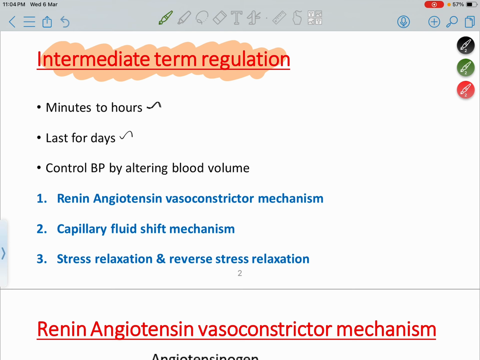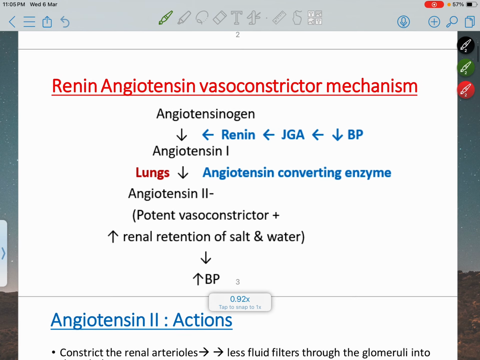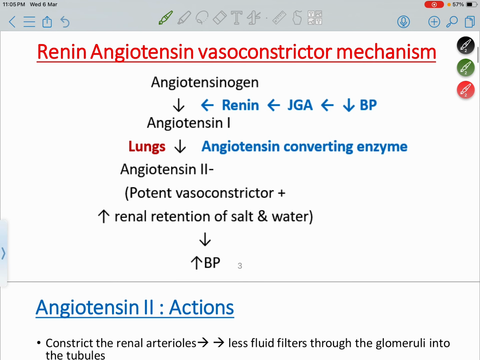Okay, so it occurs by three mechanisms: the renin angiotensin mechanism, the capillary fluid shift mechanism, and stress relaxation and reverse stress relaxation. First of all, the renin angiotensin mechanism. We will be starting from here. If there is a decrease in BP, it activates the juxtaglomerular apparatus, which in turn releases renin.